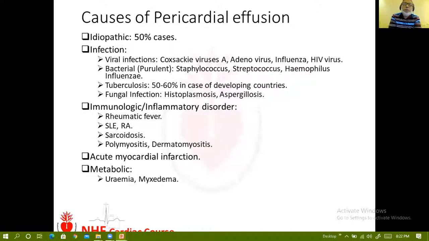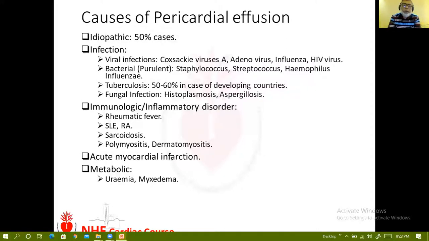This is the main cause in our country, as well as the third world. Tuberculosis is the predominant cause, leading to 50 to 60%. In Western countries, the main cause is idiopathic, 50%. Another is fungal infection, histoplasmosis and aspergillosis. Immunologic and inflammatory disorders: rheumatic fever, SLE, rheumatoid arthritis, sarcoidosis, polymyositis, dermatomyositis.